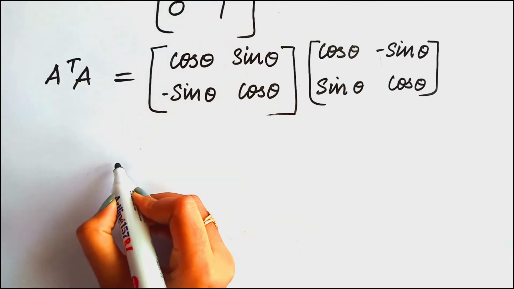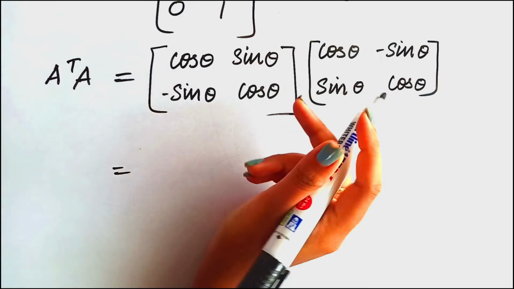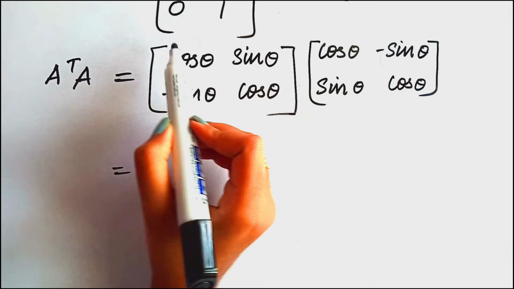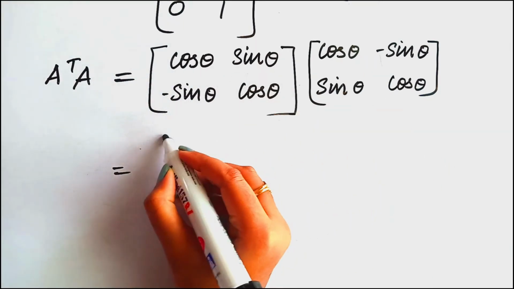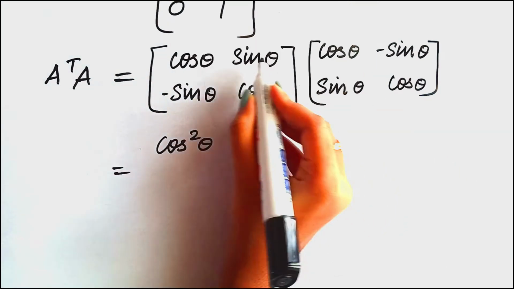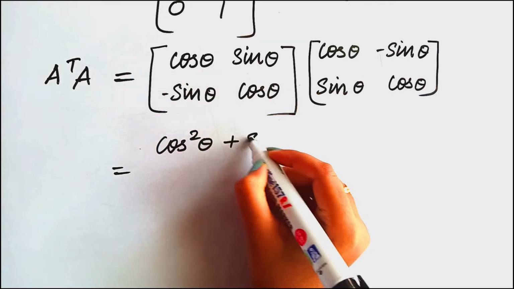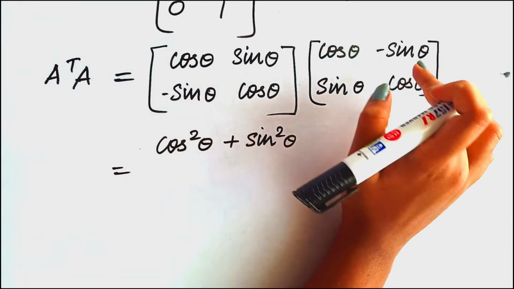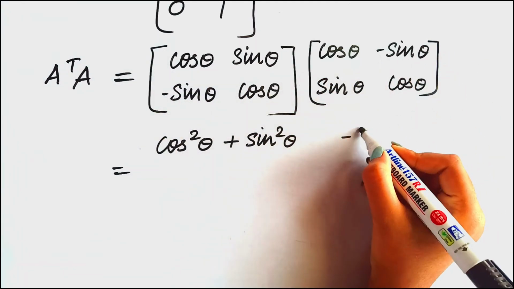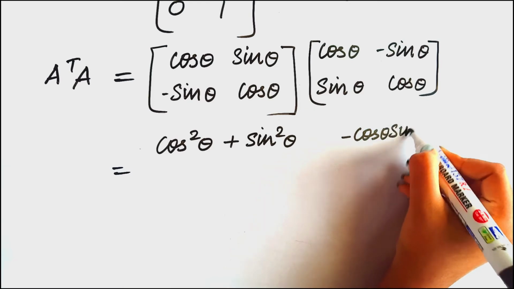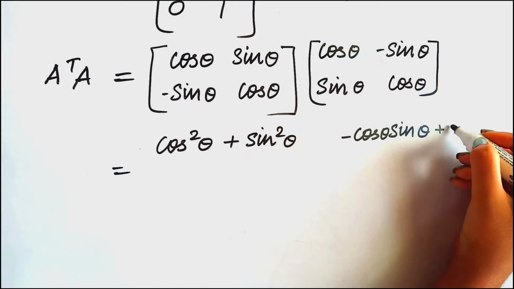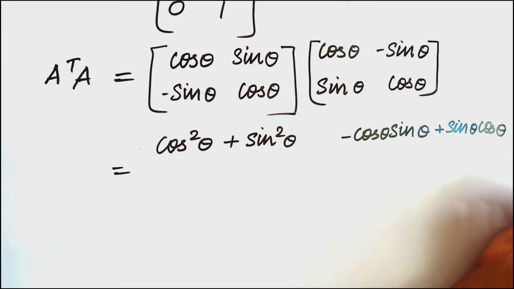Okay, now let's multiply. For multiplying 2 cross 2 matrices, first you take the first row and the first column. Let's multiply cos theta into cos theta, we'll get cos square theta, and here sin theta into sin theta, we'll get sin square theta. Similarly, for the first row and the second column, cos theta into minus sin theta gives minus cos theta sin theta, and then sin theta into cos theta gives a sin theta and a cos theta, right?